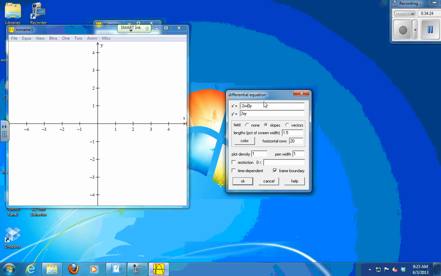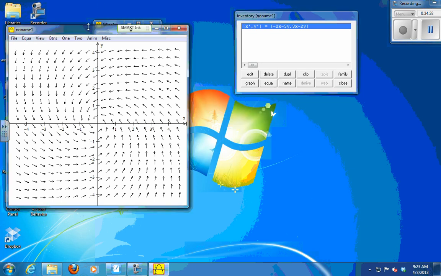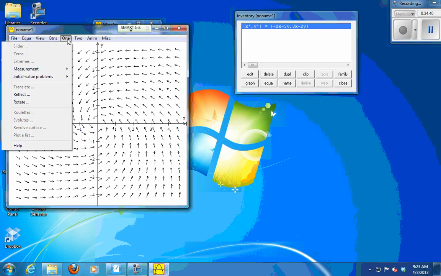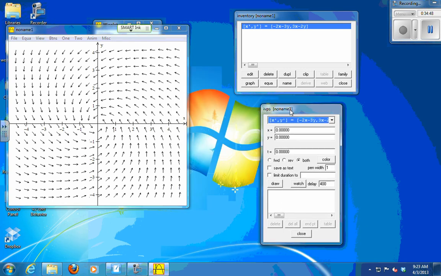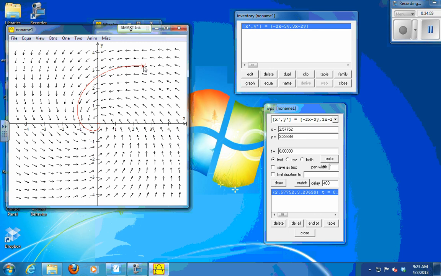Nope, minus 3y. And 3x minus 2y. Okay, so I want vectors, and go ahead and plot. All right, so then I have shown you before, pull up the initial value problems, and we want the dx dt trajectory. Okay, and you can either type in a particular initial value here in the x, y box, or you can just click on an initial value, and it draws a solution curve.